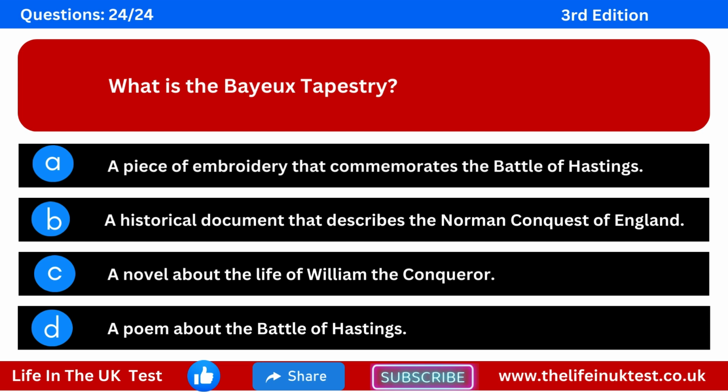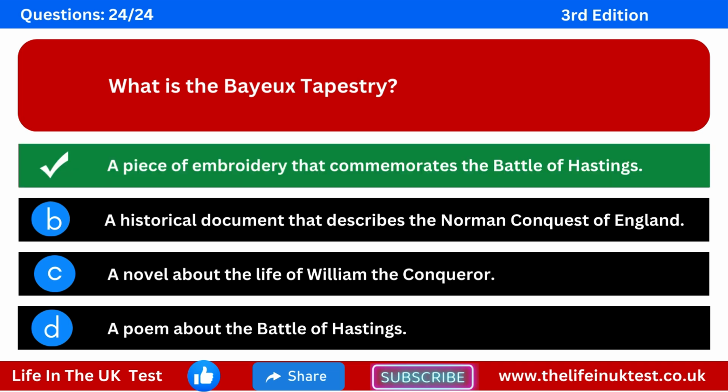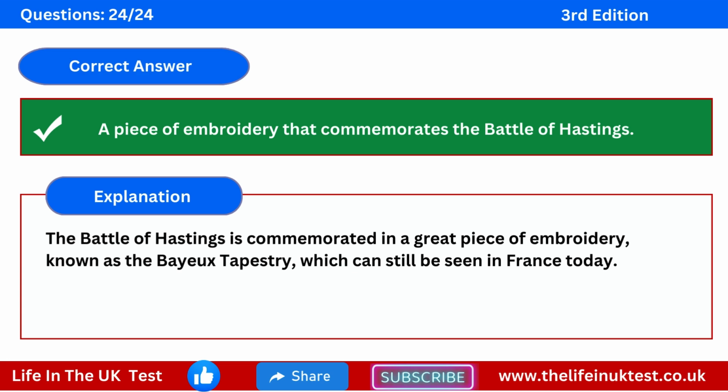Question 24. What is the Bayeux Tapestry? Option A. A piece of embroidery that commemorates the Battle of Hastings. Option B, a historical document that describes the Norman conquest of England. Option C, a novel about the life of William the Conqueror. Option D, a poem about the Battle of Hastings. The correct answer is a piece of embroidery that commemorates the Battle of Hastings. Explanation: the Battle of Hastings is commemorated in a great piece of embroidery known as the Bayeux Tapestry, which can still be seen in France today.